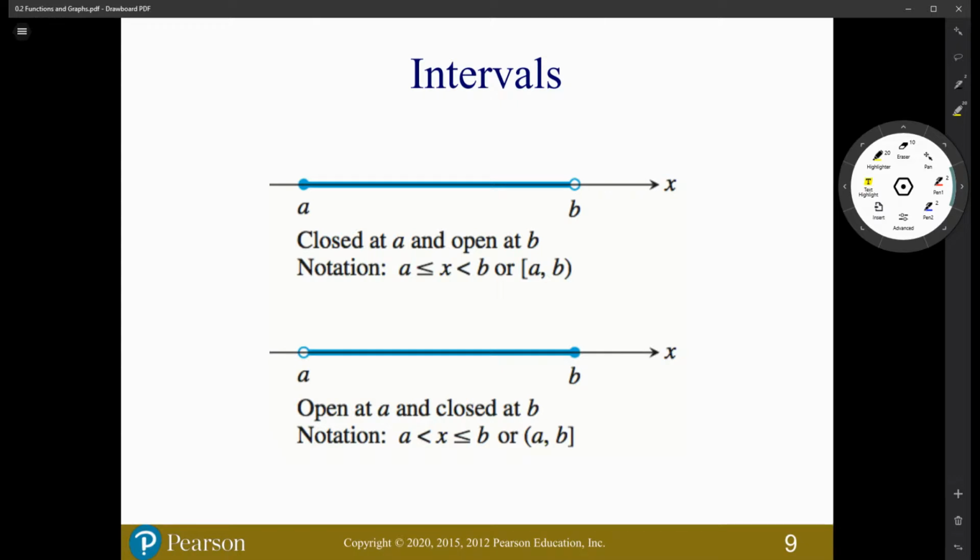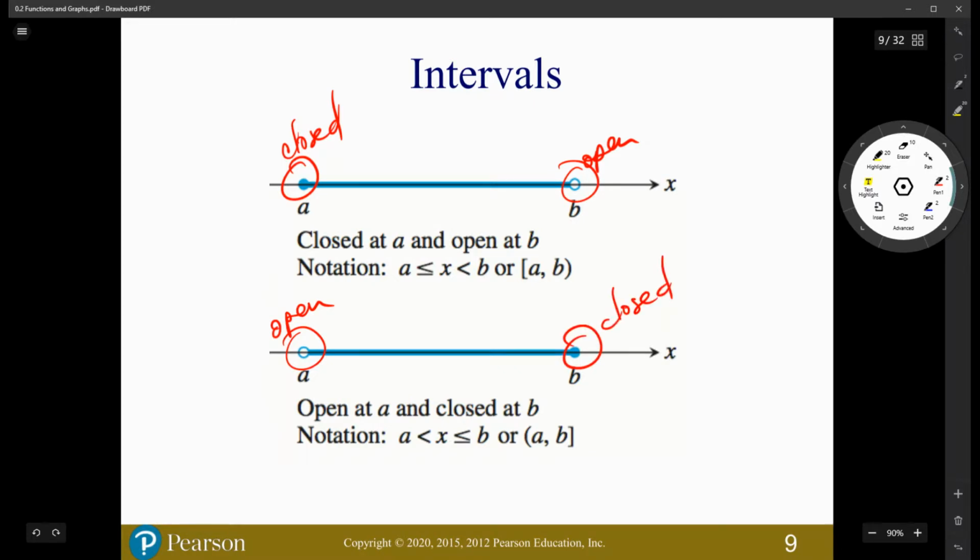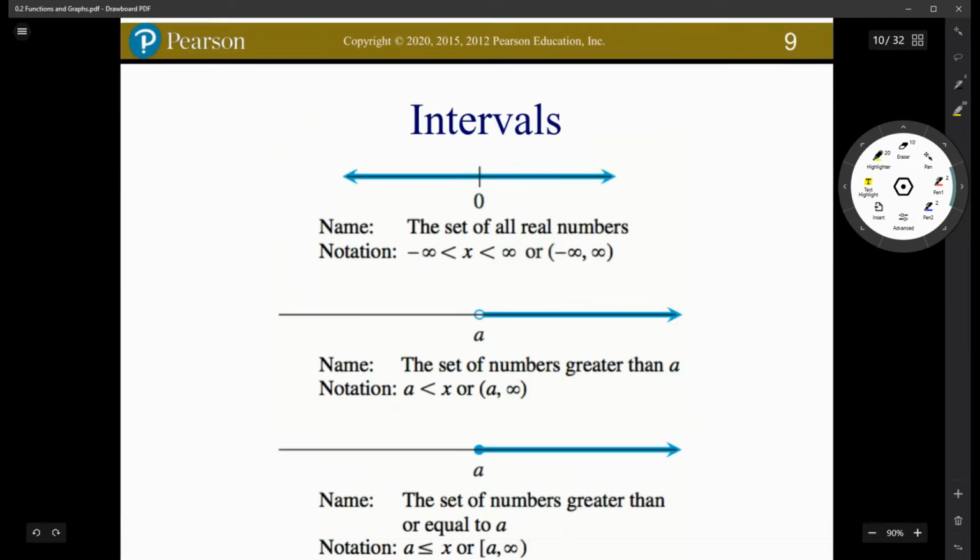We see on the next slide here that we can have intervals that are open on one end and closed on another, or maybe open on the left and closed on the right. And we notice again that closed goes along with the bracket and open goes along with the parenthesis. Any number inside is referred to as an interior point of the interval.